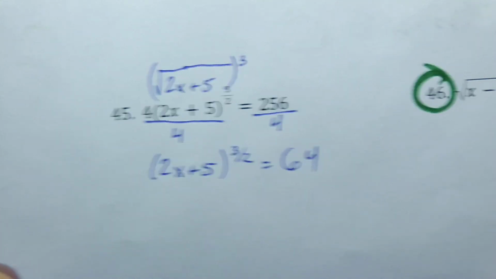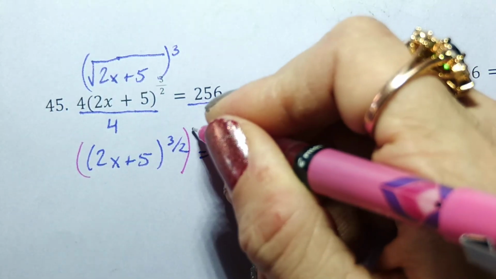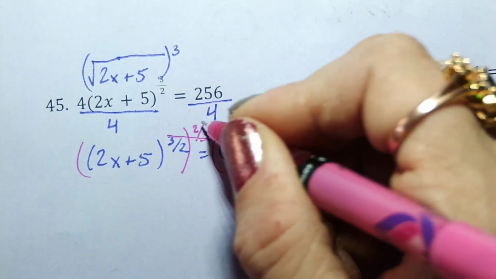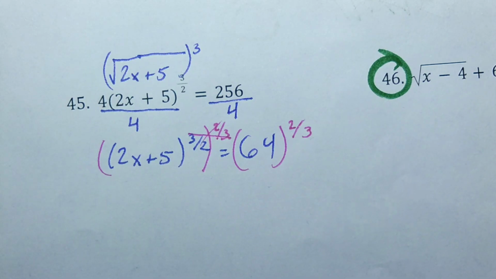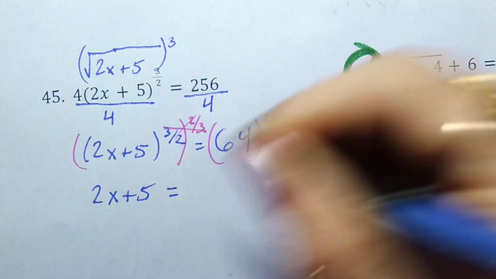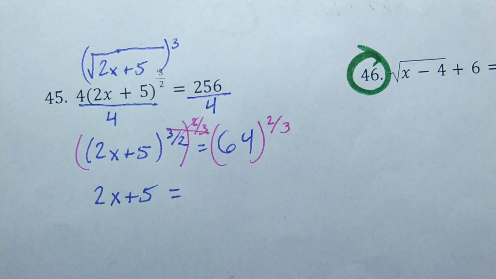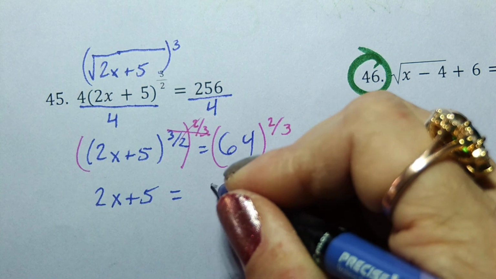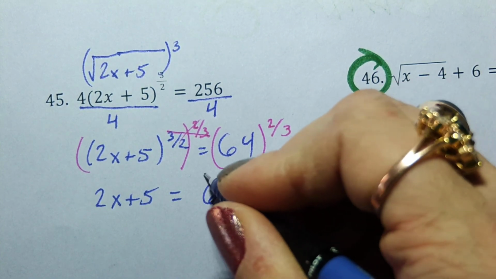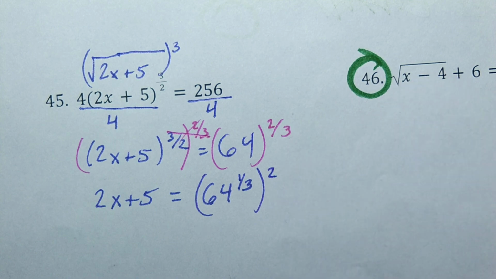So then, what are we going to power up by? 2/3. Power up by the reciprocal so that those will cancel out when you multiply those powers. That's what powering up has us do. And don't reach for the calculator here. Only use your calculator to check. If I want to find 64 to the 2/3, what is the root power? 1/3. And then the other power is squared.